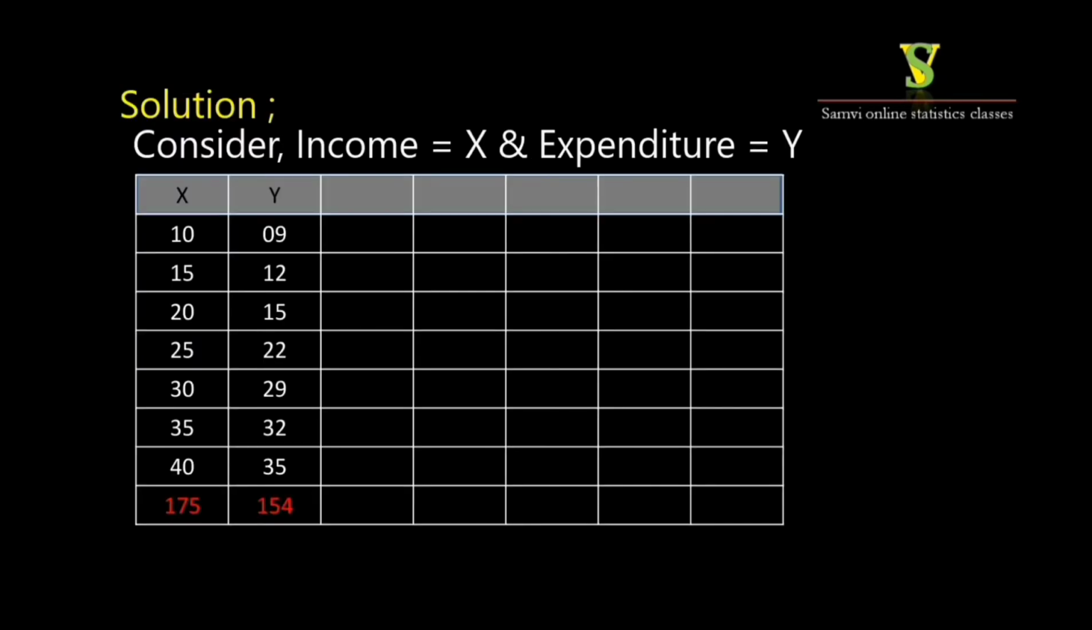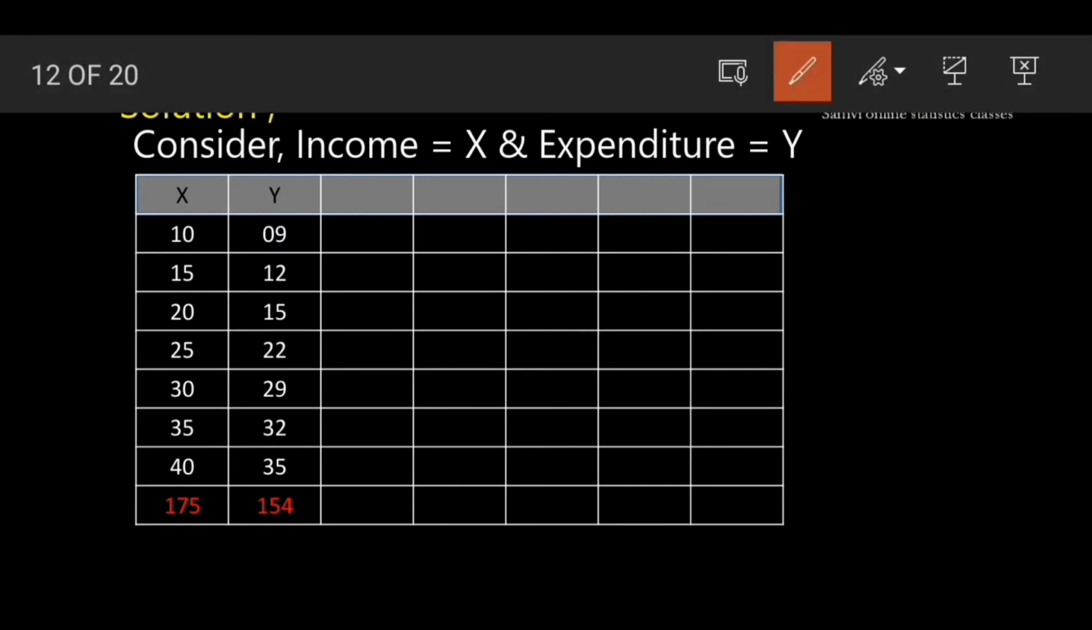See here. We have to write the values in tabulated form, that is x: 10, 15, 20, 25, 30, 35 and 40, and similarly y: 9, 12, 15, 22, 29, 32 and 35. Now we have to find out the total here. So we got the total 175 for x and 154 for y. The summation of x is 175 and the summation of y is 154.